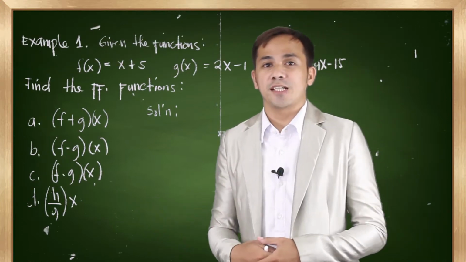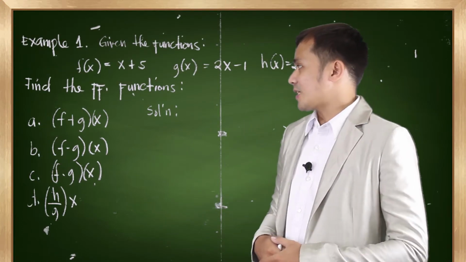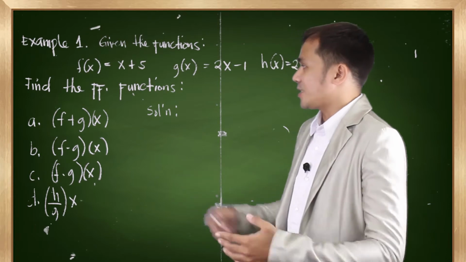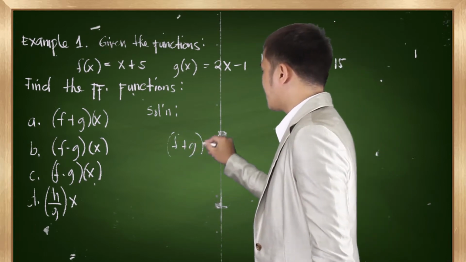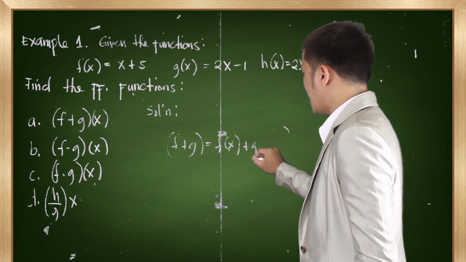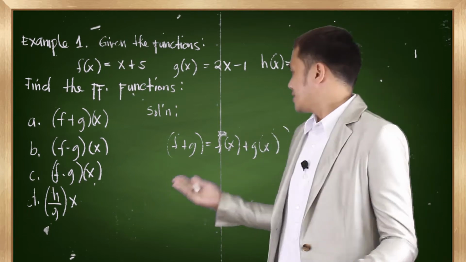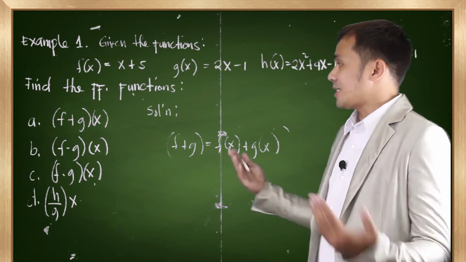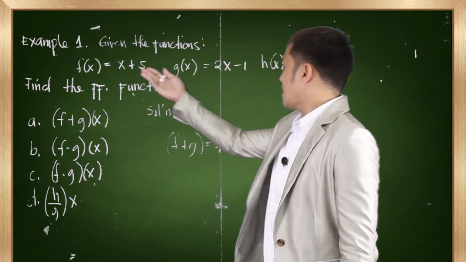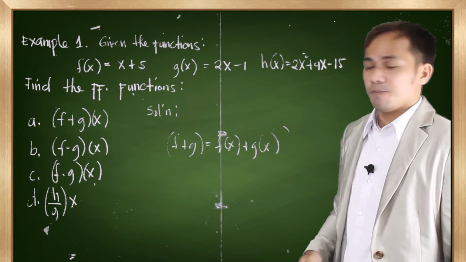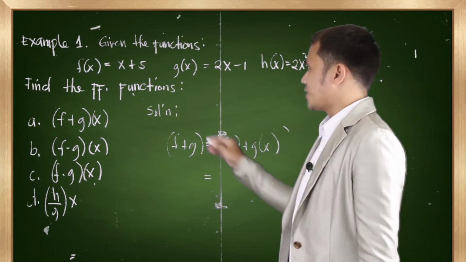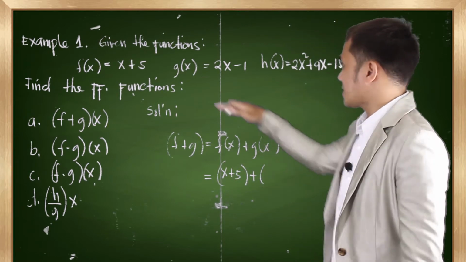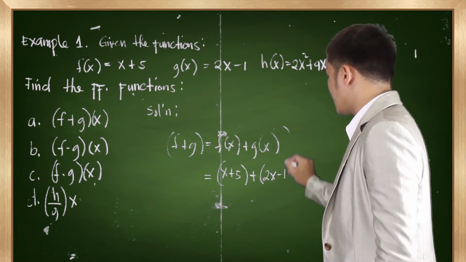Here's the way on how to find the sum of the two functions. What is the sum of the two functions f and g of x? We all know that f plus g of x can be written as f of x plus g of x. Since f of x is equal to x plus 5 and g of x is equal to 2x minus 1, we can substitute the values of f of x and g of x into the given equation. Therefore, f of x can be substituted by x plus 5 and g of x can be substituted by 2x minus 1.